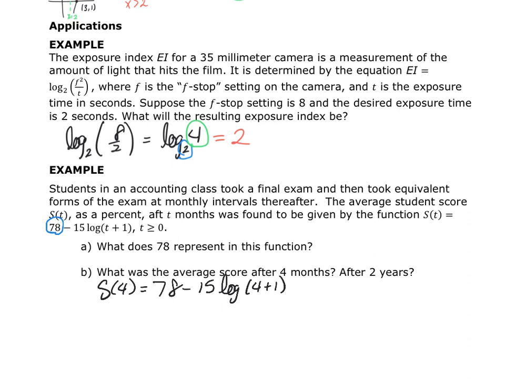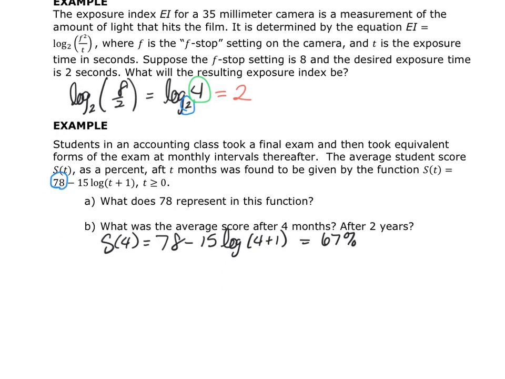And we're going to get our calculators out, and this is something we can do because it's the common log, and we see that on our calculator. So 78 minus 15 times the log of 5. And my answer is, after 4 months, their score was 67%. Remember, these are your accountants. What is it after 2 years? Well, that's S of 24.